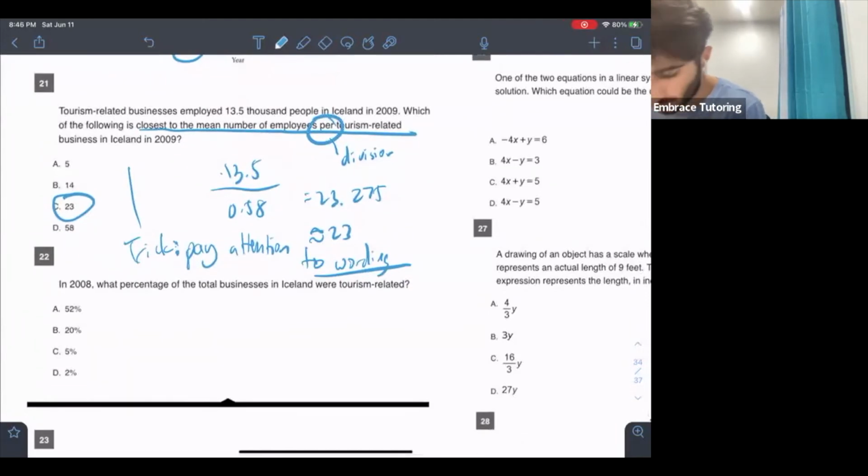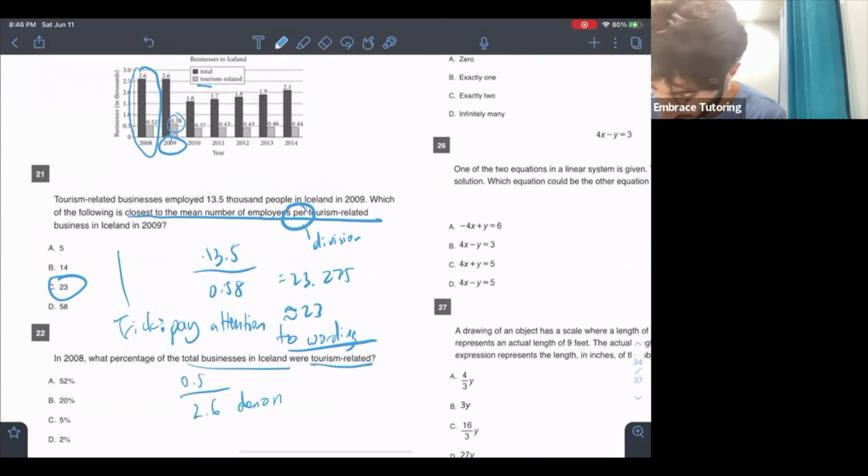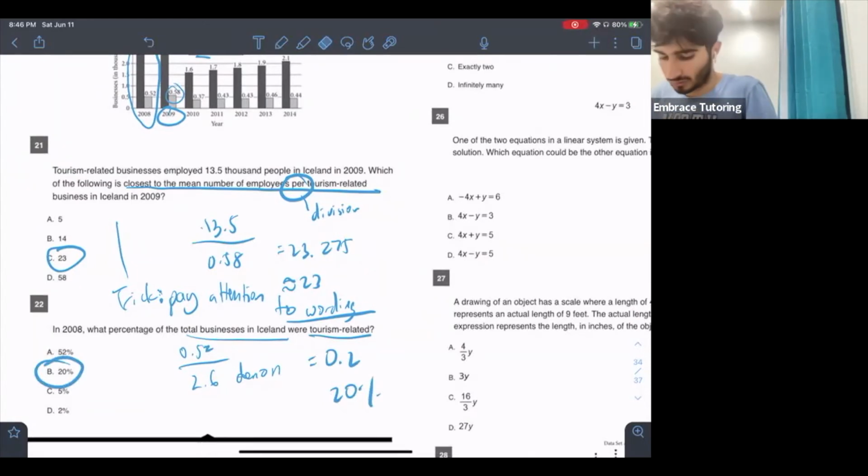22. In 2008, what percentage of total businesses in Iceland were tourism-related? So in 2008, we have to look at this value right here. What percent of total businesses, which is 2.6, so that would be the denominator, were tourism-related? Tourism-related was 0.52. It's asking for a percentage, so you put in your calculator 0.52 divided by 2.6, the total, and you would get 0.2, meaning 20%, which matches choice B for 22. And that's how you would do question 22.